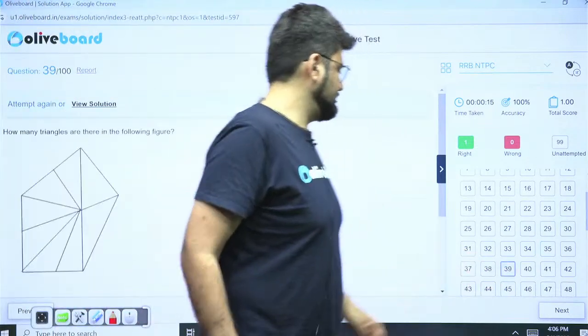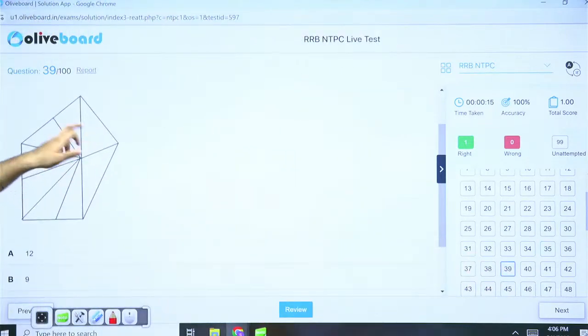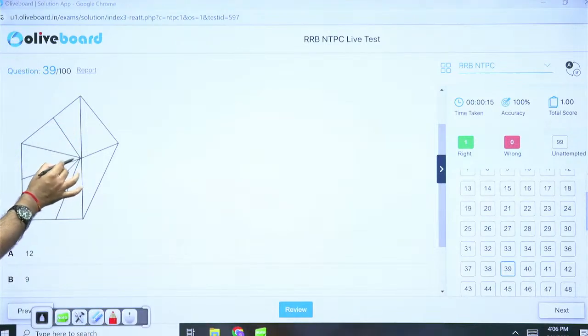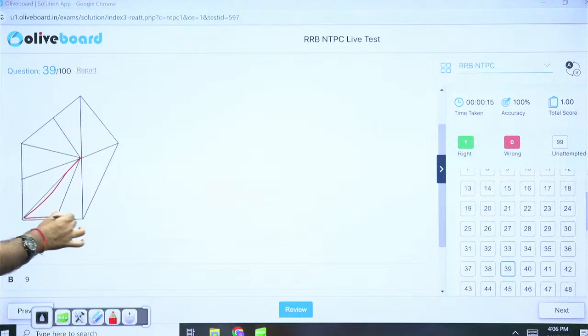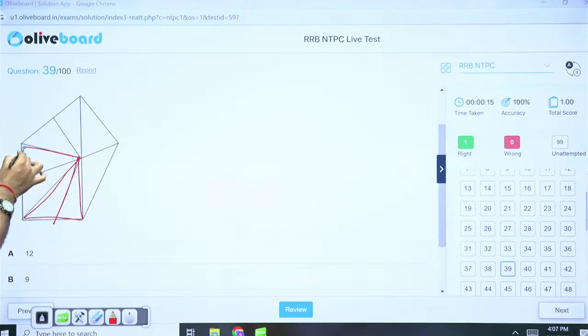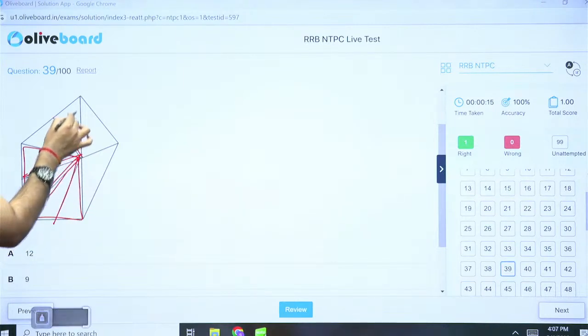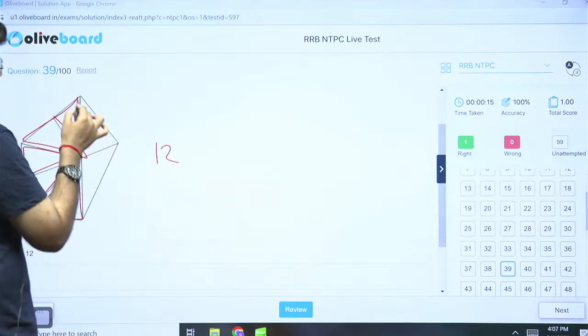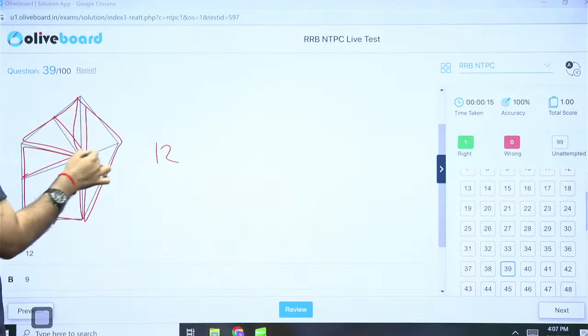39. Count the number of triangles. Very easy figure, guys. Extremely easy figure. Not difficult at all. Only to confuse you, they give it this way. You look at this, you have vertical division of 3 here, vertical division of 3 here, vertical division of 3 here. So 3, 3, 9, 3, 12, and you have vertical division of 3 here.